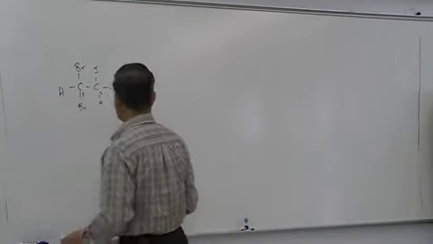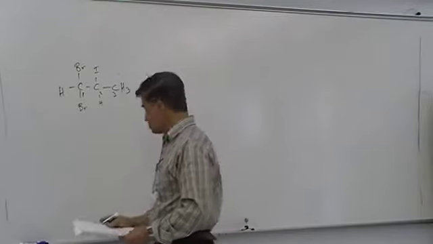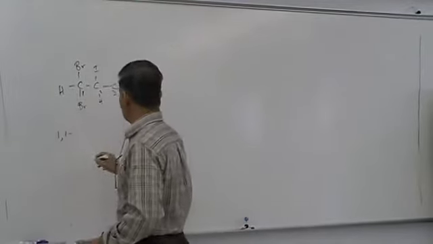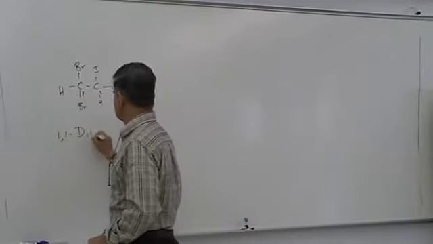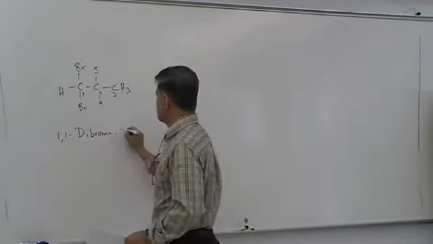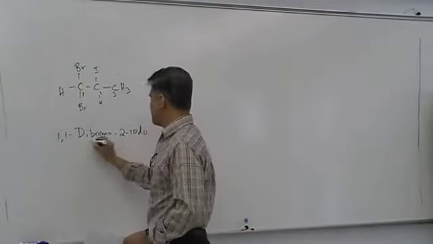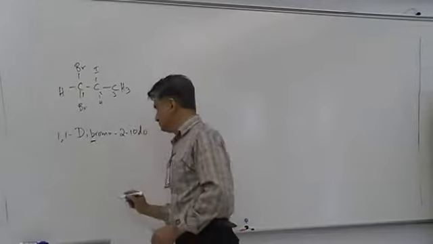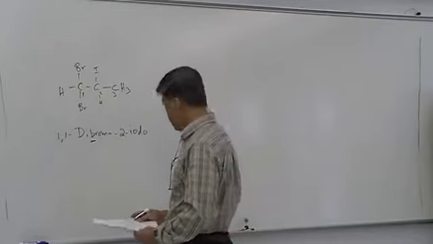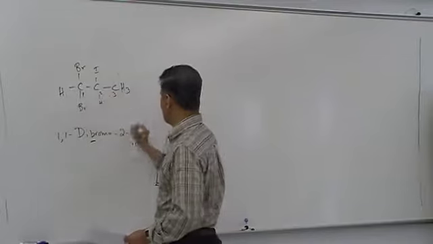This is propane, the longest chain, having 3 carbons. So you can write it down as 1,1-dibromo-2-iodo. Now here we go by alphabetic ordering. B, bromo comes first before iodo. 1,1-dibromo-2-iodo, and then you can write down the name of the rest of the molecule. There are 3 carbons, it's a propane.